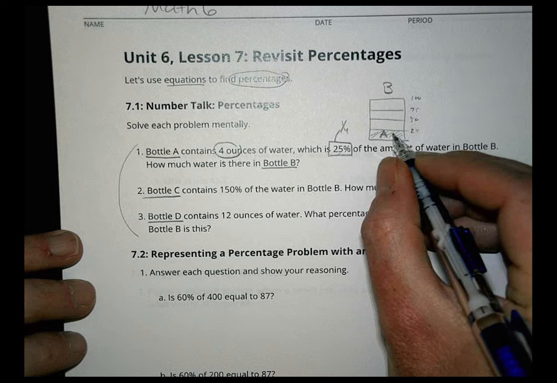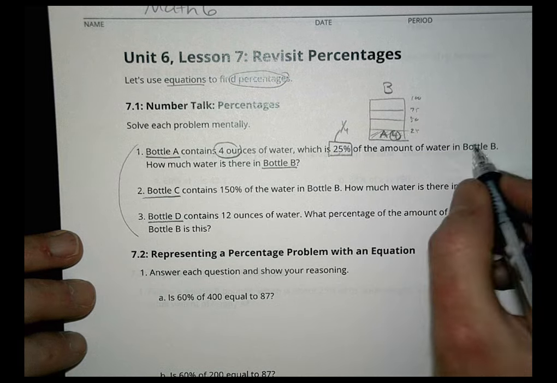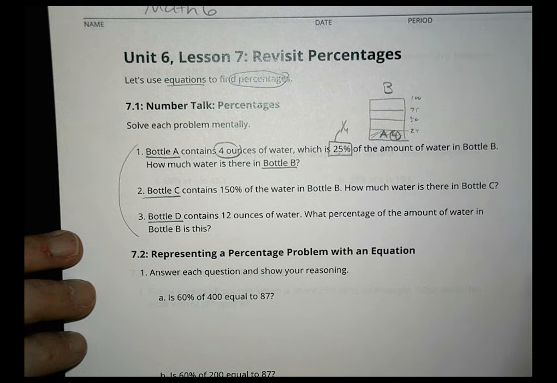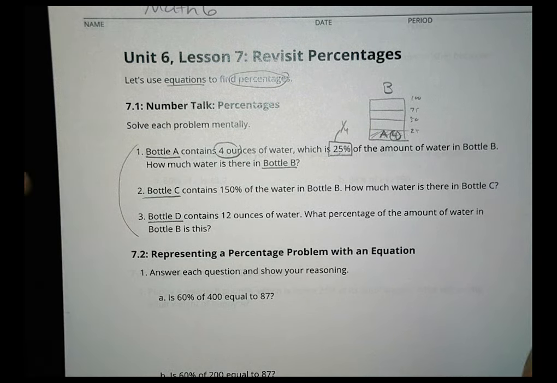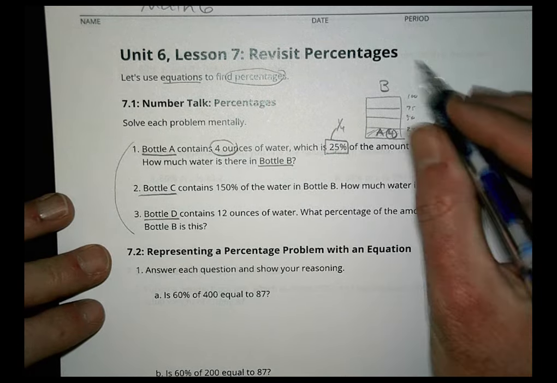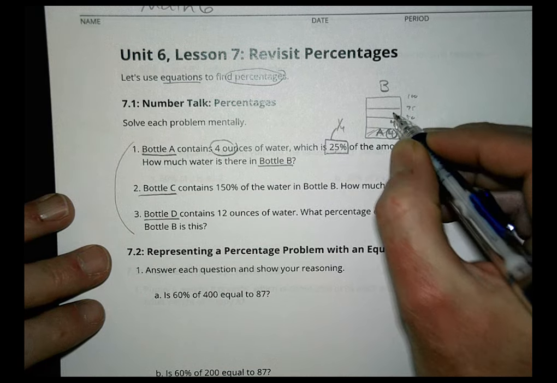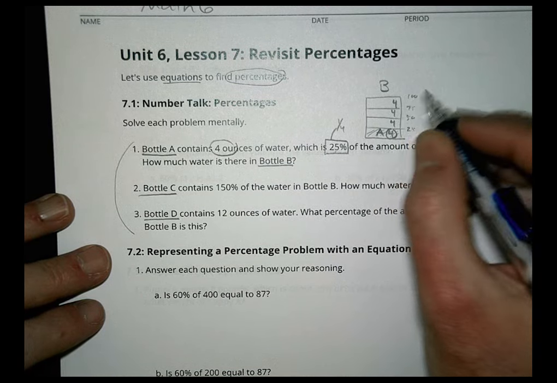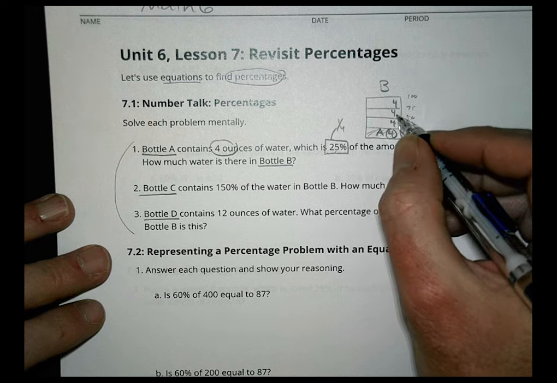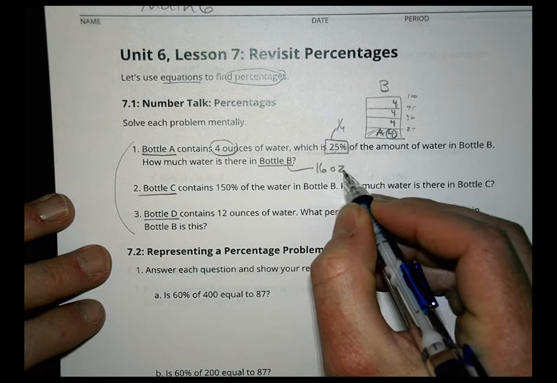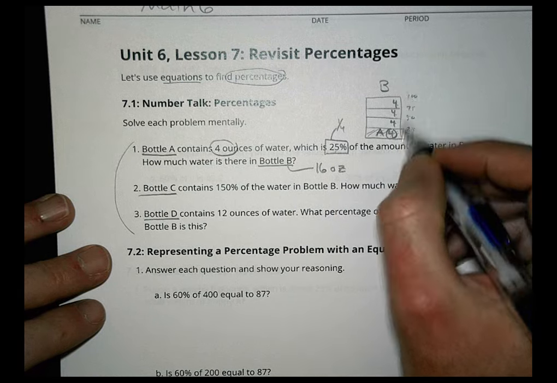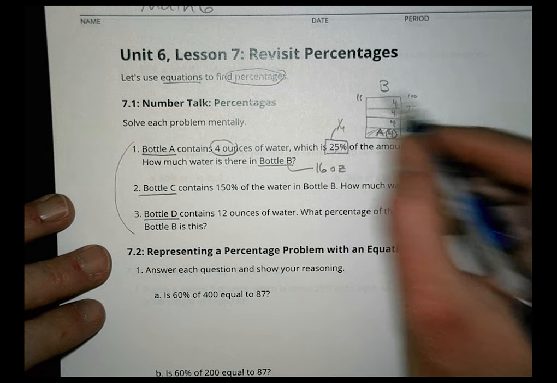So if bottle A contains 4 ounces, then how much is in bottle B? Again, this is supposed to be some mental math here, but we're working through it together because we're just on a video. Alright, so we can see that each one of these segments is going to be 4 ounces apiece. And so we're talking about 4, 8, 12, 16 ounces are in bottle B. Okay, because it's going to be all the way up to the top there, 16 ounces.